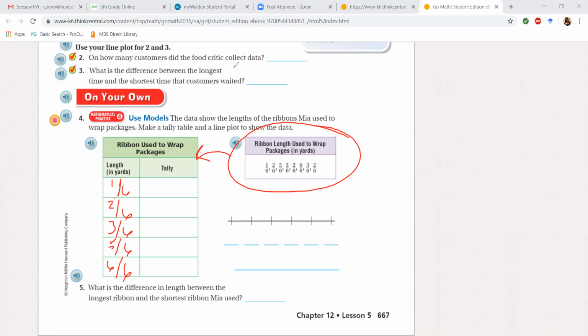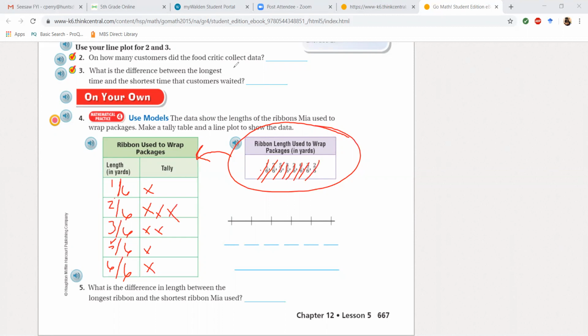So 1/6, okay, throw an X, cross it out. 2/6, X, cross it out. 5/6, X, cross it out. 3/6, X, cross it out. 2/6, throw an X and cross it out. 6/6, X, cross it out. 3/6, X, cross it out. 2/6, X, cross it out.